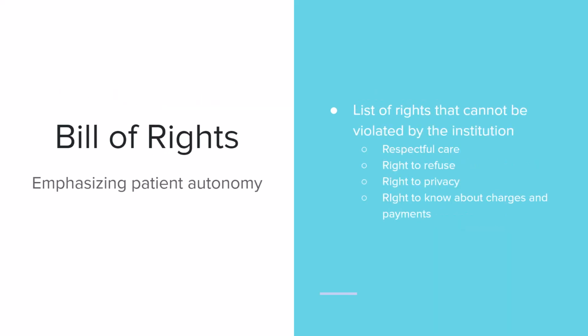Something that's also really important to understand is the patient's Bill of Rights. This is an emphasis on patient autonomy. Each facility where you work should have a patient Bill of Rights. And right here, I've listed a few of those things, like respectful care, a right to refuse, a right to privacy, and a right to know about charges and payments.